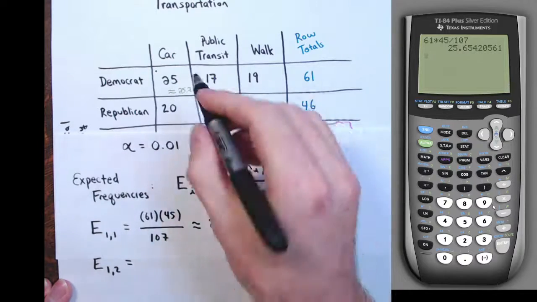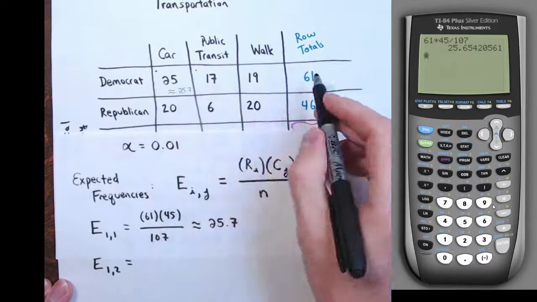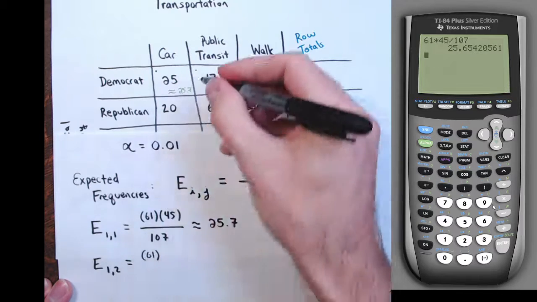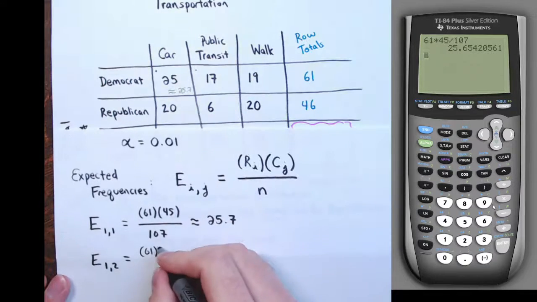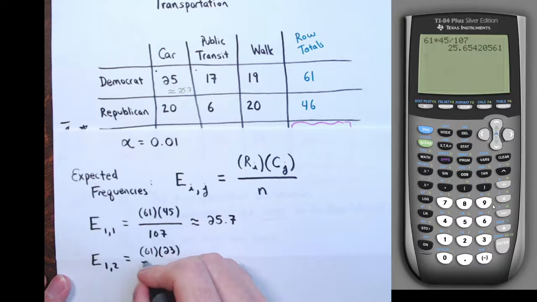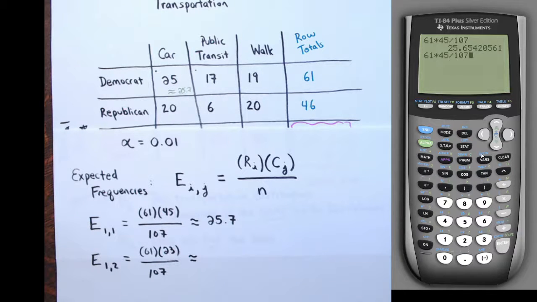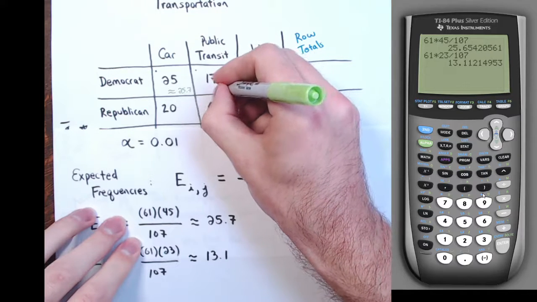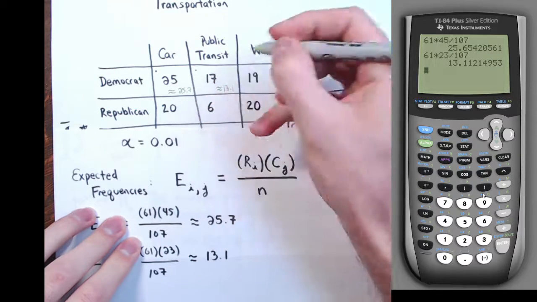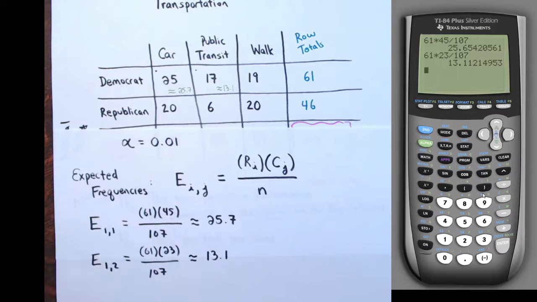All right, and then for the first row, second column, I take the first row total, 61 again, times the second column total, 23, divided by the sample size, 107. The nice thing is I've already entered most of that, so I can just hit second entry and change the 45 to a 23. And there we go, approximately 13.1, if I round to 1 decimal place like they're asking me to.